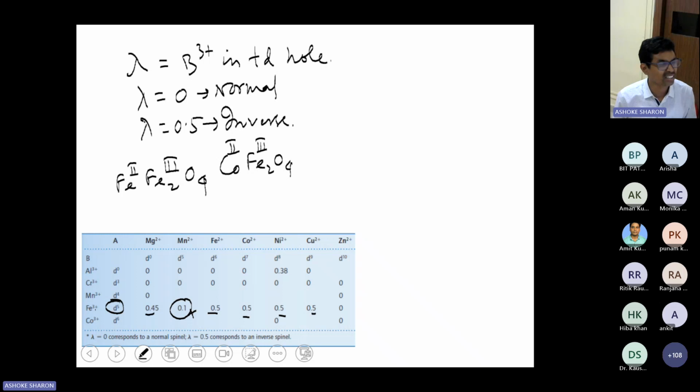Okay, so I think today we can complete it here. The spinel part is finished here. Now I am expecting some questions from you. You can send them in the chat box, or you can email us. We will address those questions.